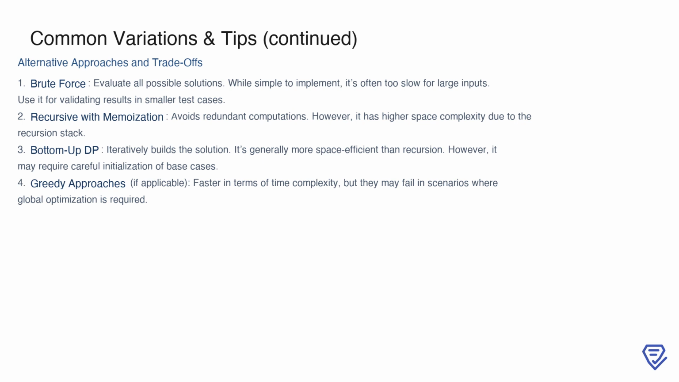Lastly, in certain variations of problems, greedy algorithms may offer faster solutions with lower time complexity. However, greedy approaches can fail when the problem requires global optimization, as they focus only on local decisions. Each method has its strengths and weaknesses, so choosing the right one depends on the specific problem and its constraints.